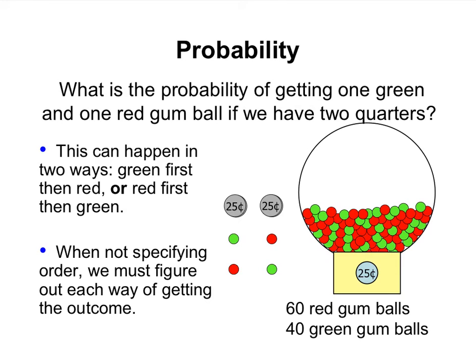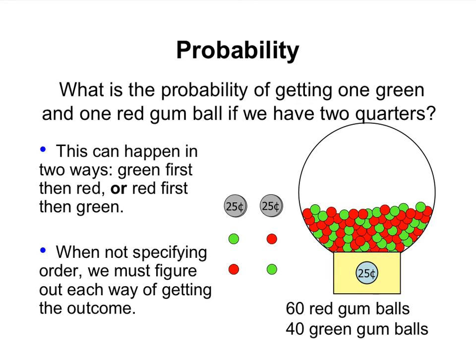This can happen in 2 ways. First, you can get a red first, then a green, or a green first and then a red. So there's 2 ways to get that, right? There's only 2 ways to get it, having 2 quarters. When not specifying the order, we must figure out each way of getting the outcome. So if somebody doesn't give you an order to figure out that probability, you just say, well, it could happen green first and red second, or red first and green second.